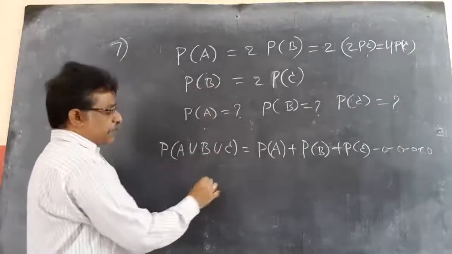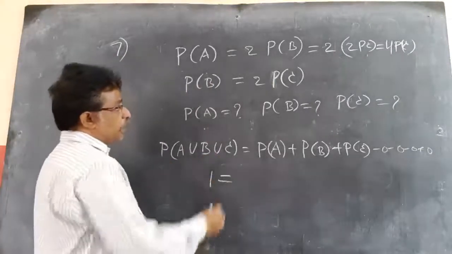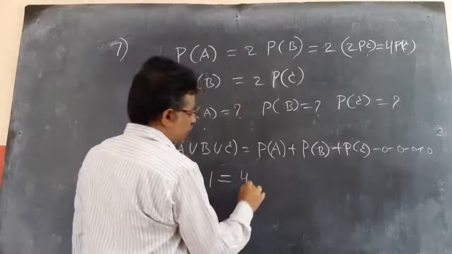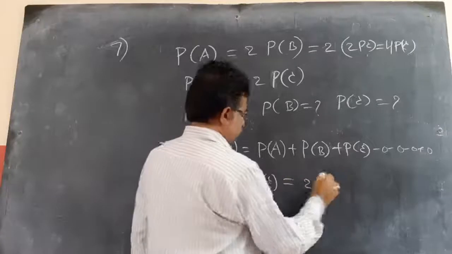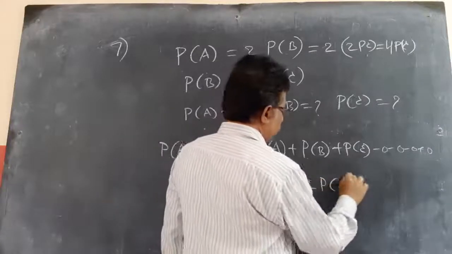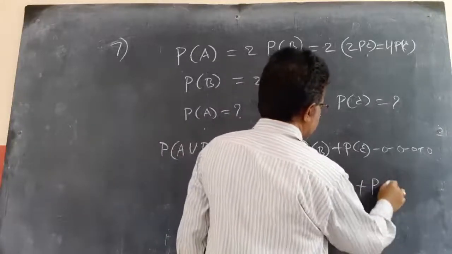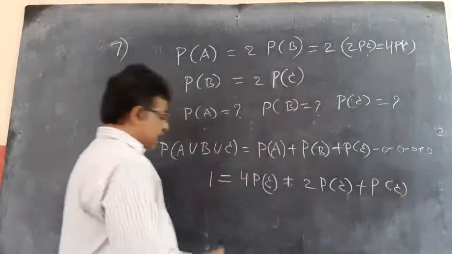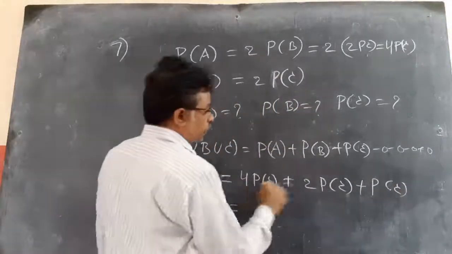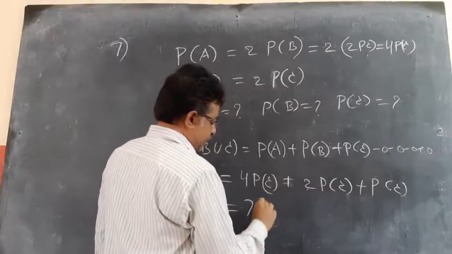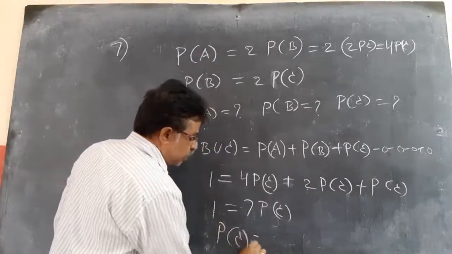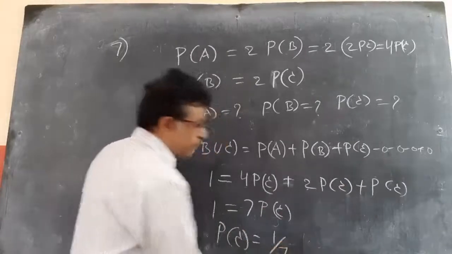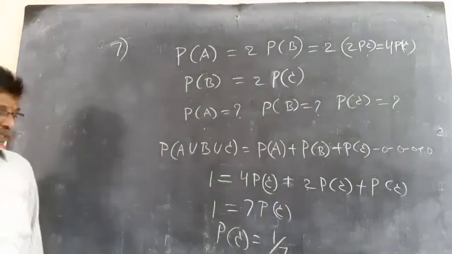Total probability, the sample space 1, is equal to P of A which is 4 into P of C, P of B which is 2 into P of C, plus P of C as is. So adding together, 1 is equal to 4 plus 2 is 6 plus 1 is 7 P of C. So P of C equals 1 by 7.